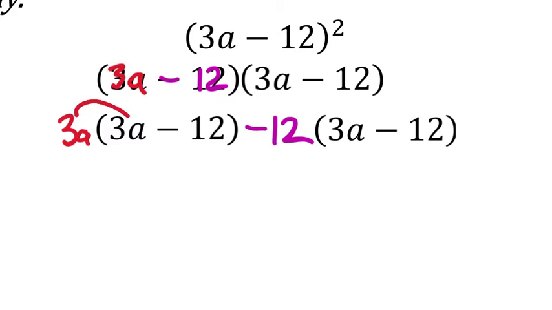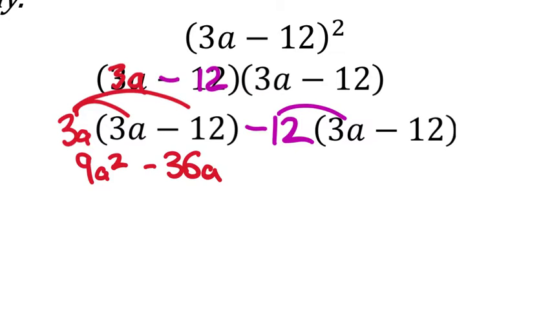Okay, so for my first distribution, I'm going to start with the 3a there in red. So that'd be 3a times 3a, that'd be 9a to the power of 2. And then we also got 3a times negative 12, which would be negative 36a's. Now I'll distribute my purple negative 12. Negative 12 times 3a's would be negative 36a's. And also negative 12 times negative 12, which is positive 144.